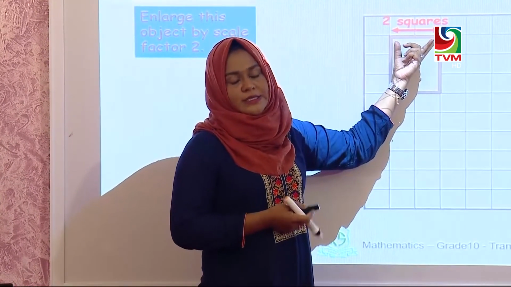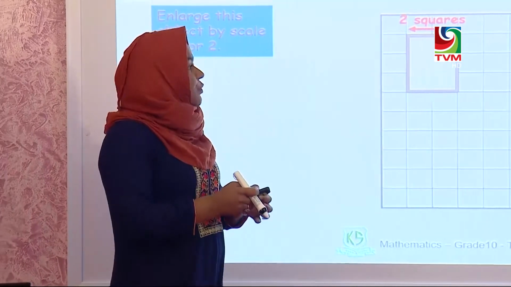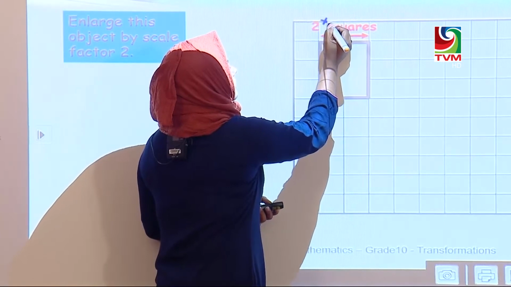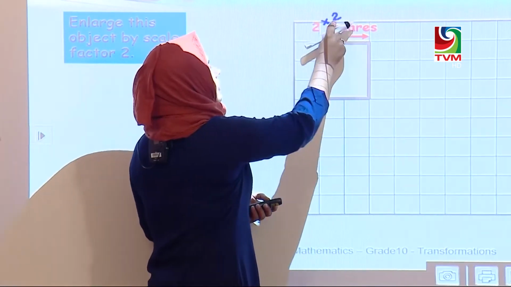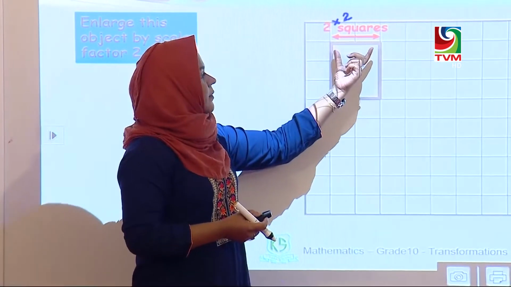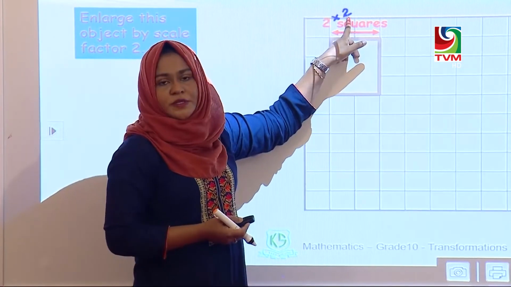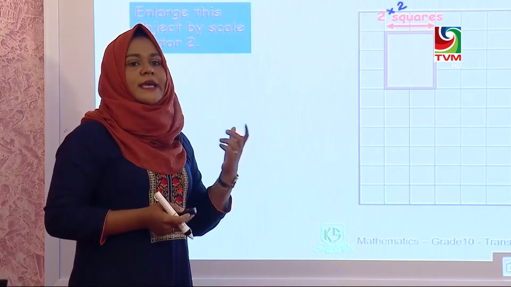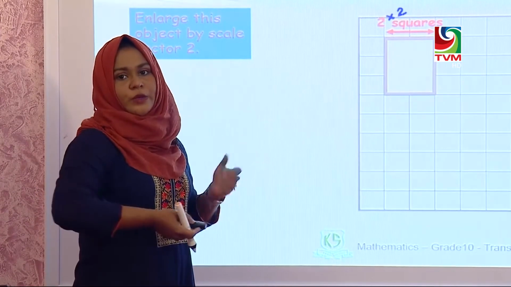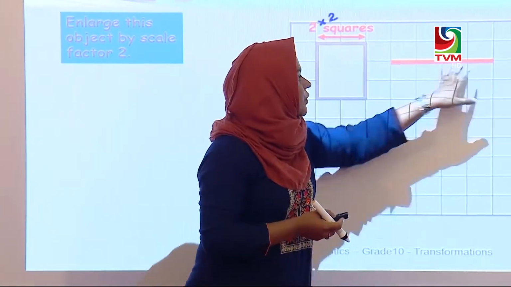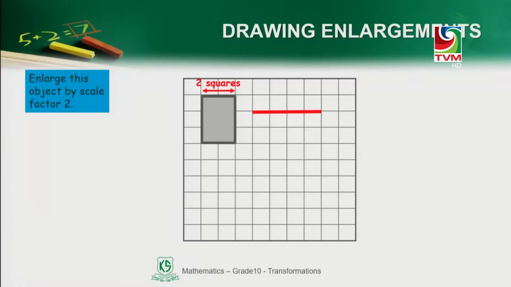Twice means this side has to be 2 times bigger. So to get the correct distance of the enlargement, we multiply the distance by the scale factor. Scale factor is 2. Since the length of this side is 2 squares, multiply it by 2. 2 times 2 is 4. That means the same side of the enlargement will be of length 4 squares. So you can draw the same side on the grid anywhere, since the center is not given. The same side of the enlargement will have 4 squares.